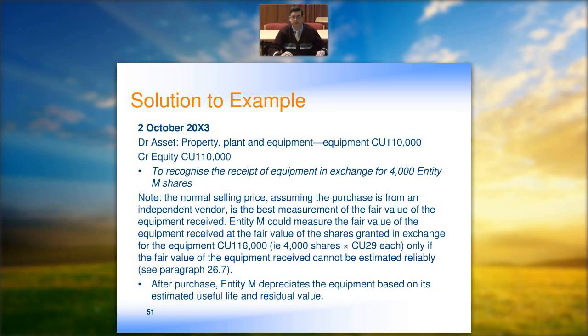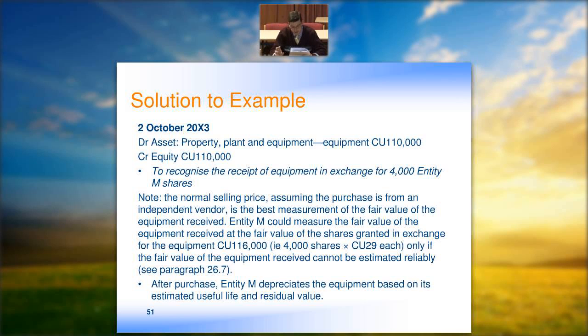Okay, so here what we do is we put it in at the fair value. We debit the property, plant and equipment, 110,000, as if we had bought the property, plant and equipment for cash, and we credit equity of 110,000 to recognise receipt in exchange for the 4,000 entity M shares. The normal selling price, assuming the purchase is from an independent vendor, is the best measurement of the fair value of the equipment received, and that's what IFRS 2 says.